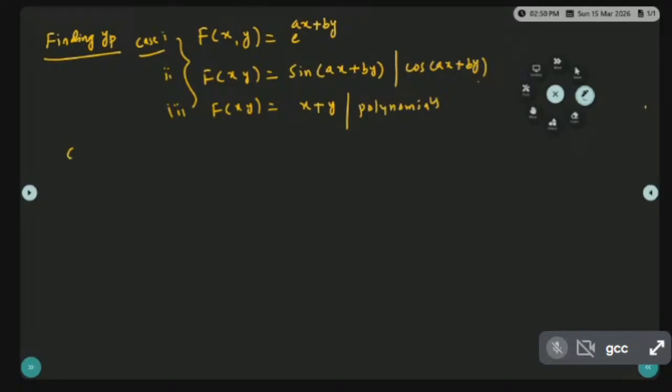Case 1. F of D, D dash into z equal to e power ax plus by.